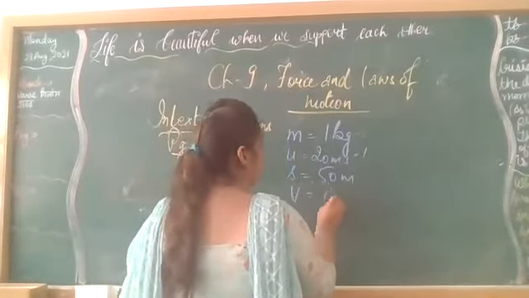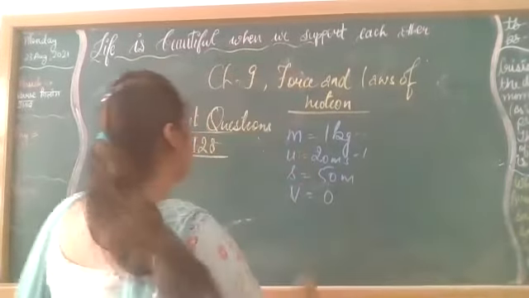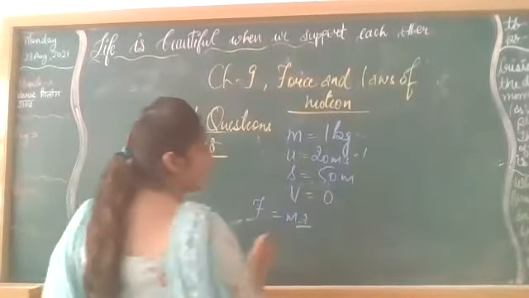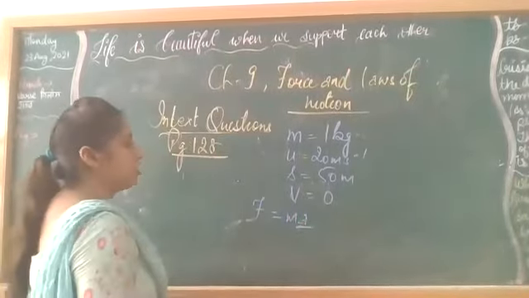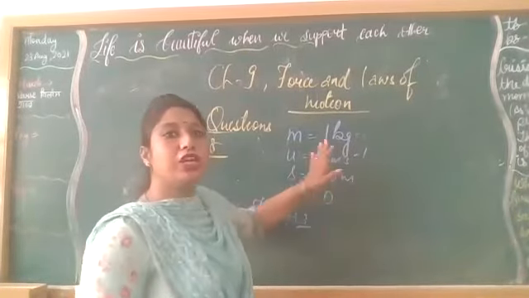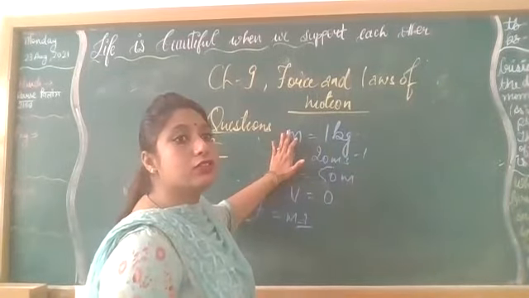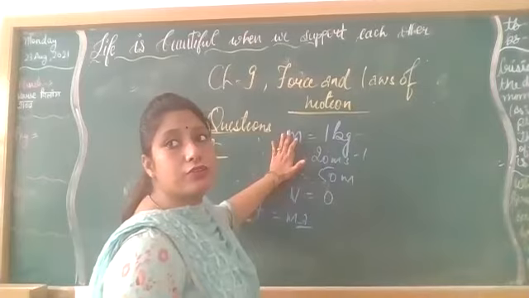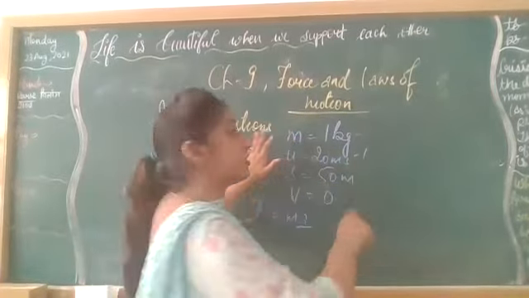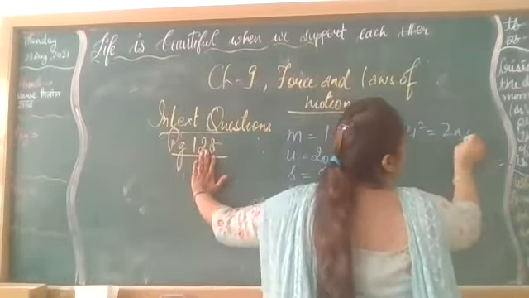So V is equal to 0. What I need to calculate is F. F is equal to M into A. So what is the value for this A? A is V minus U upon T, but T is not given to you. So we will use this formula: V square minus U square is equal to 2AS.